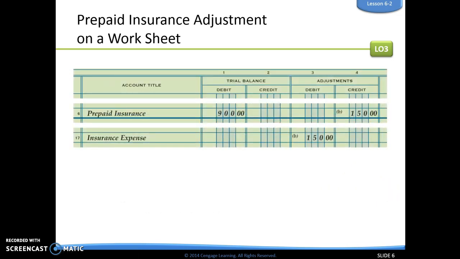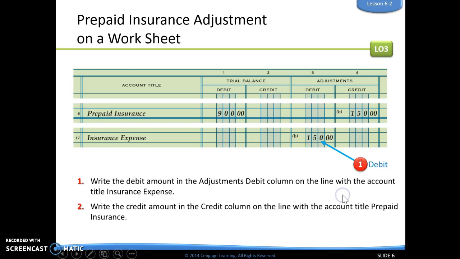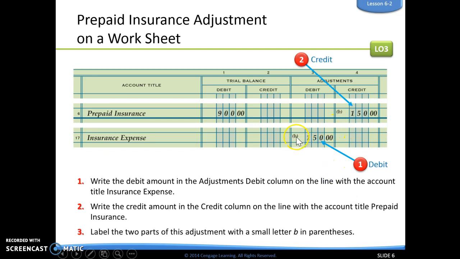Again, we're going to put that into our adjustment columns. So we're going to put in our debit. We add that debit to insurance expense. We also have a credit then to our prepaid insurance. We're going to label this one as B so that we can see what adjustments go together, what debit and credit go together.